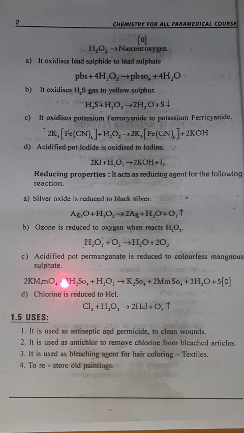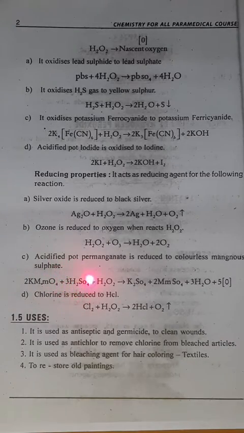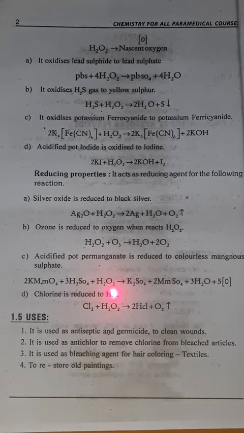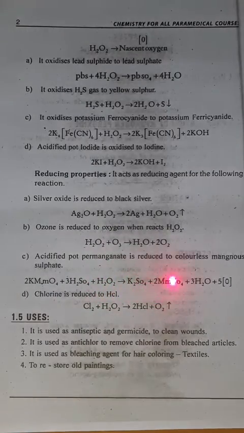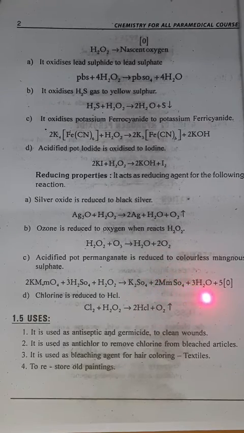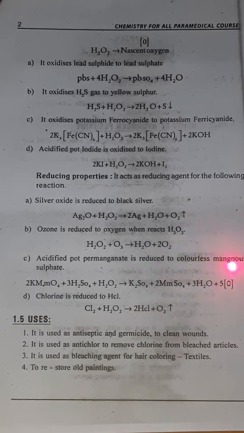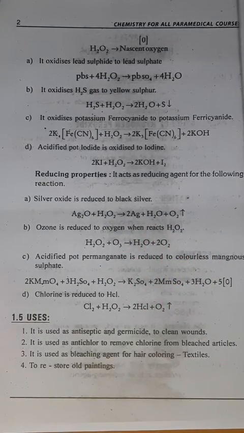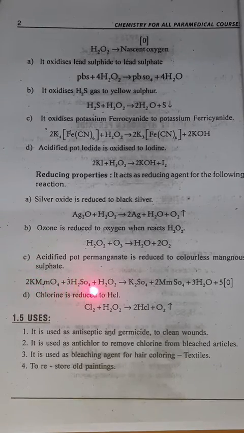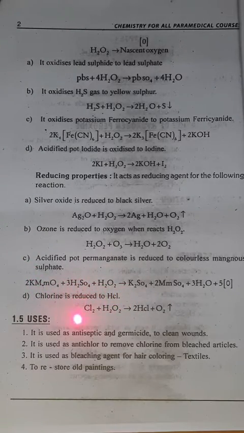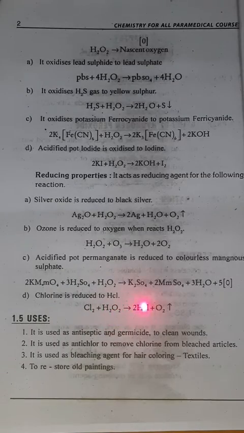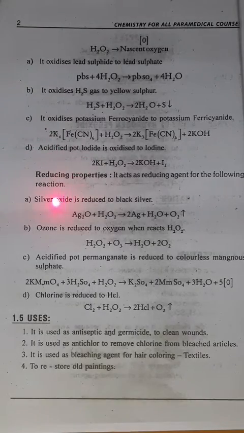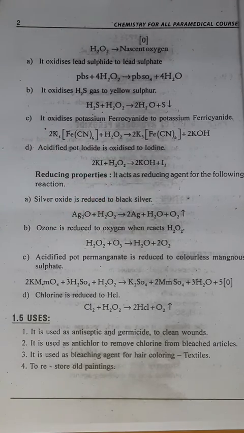So here KMnO4, potassium permanganate, reacting with sulfuric acid, undergoes reaction with hydrogen peroxide to form potassium sulfate, manganese sulfate, water and nascent oxygen. Manganese sulfate is the main product. Then the last reaction is chlorine is reduced to hydrochloric acid. So chlorine undergoes reaction with hydrogen peroxide to form hydrochloric acid and water. So all these reactions are reducing properties of hydrogen peroxide.